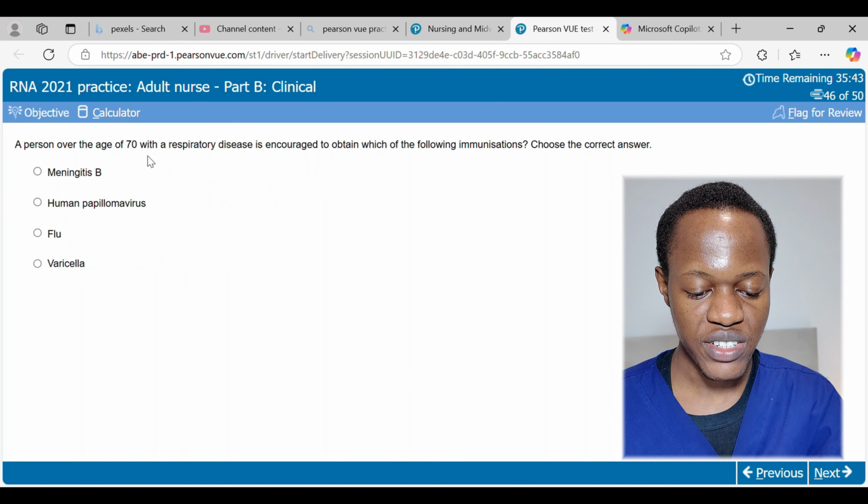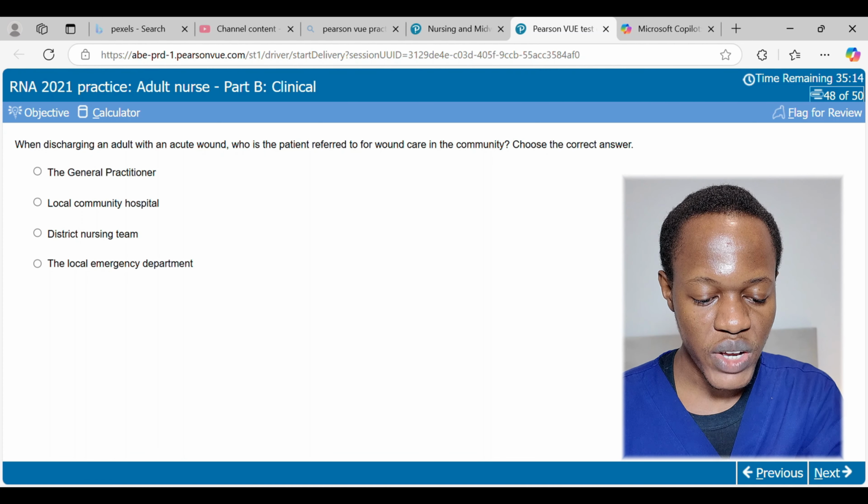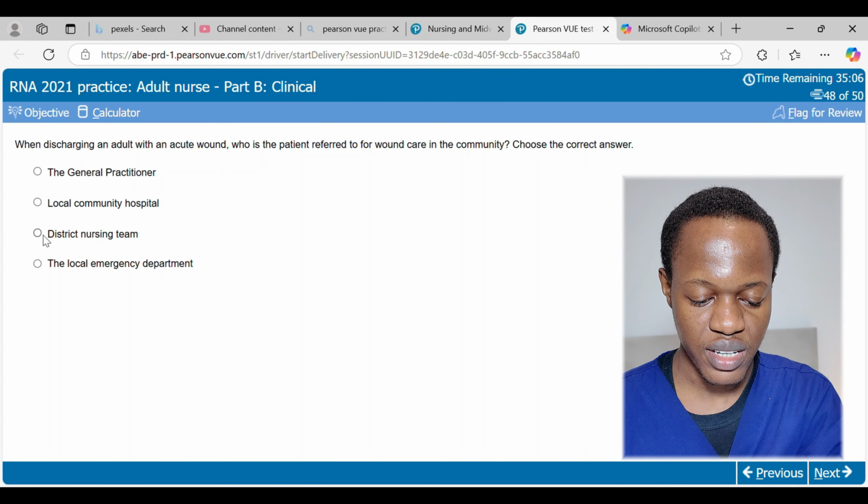A person over the age of 70 with a respiratory disease is encouraged to obtain which of the following immunizations? Flu vaccine, I think. What medication is given to someone to prevent the long-term disabling effects of acute ischemic disease? Like Zane. It's a blood thinner. When discharging an adult with an acute wound, who is the patient referred to for wound care? That should be the district nursing team.